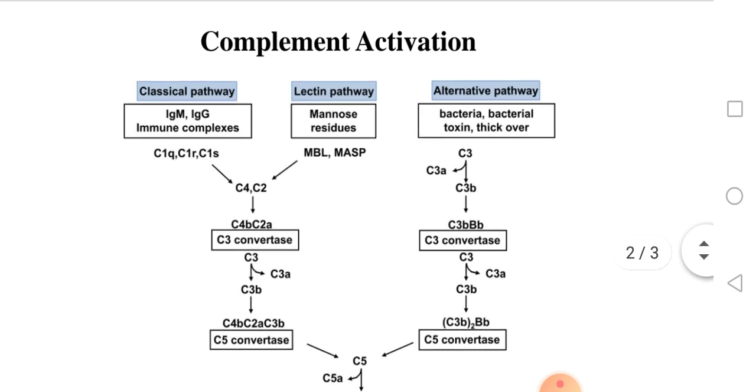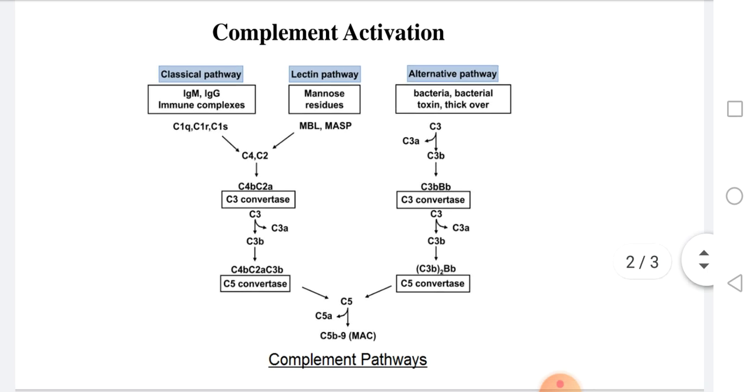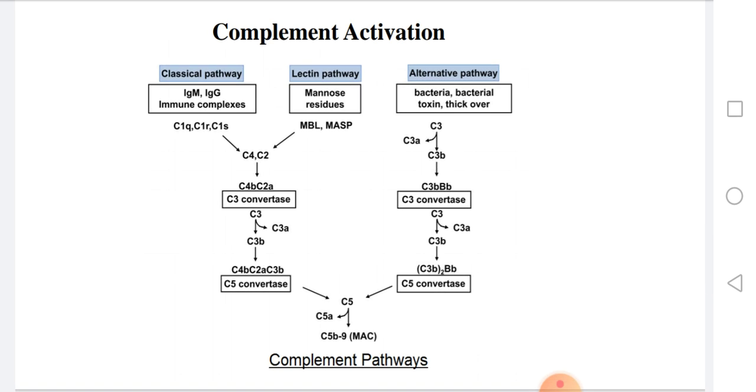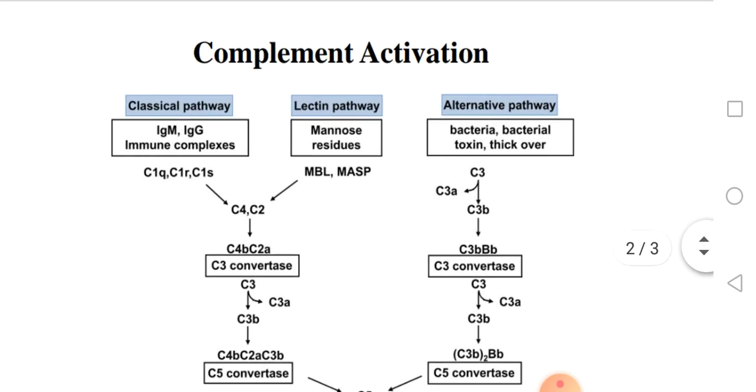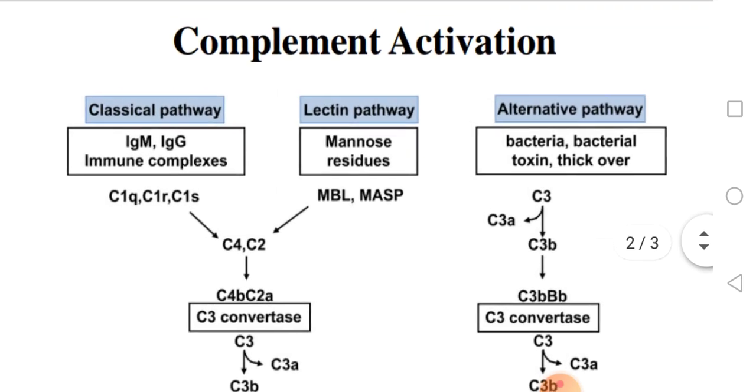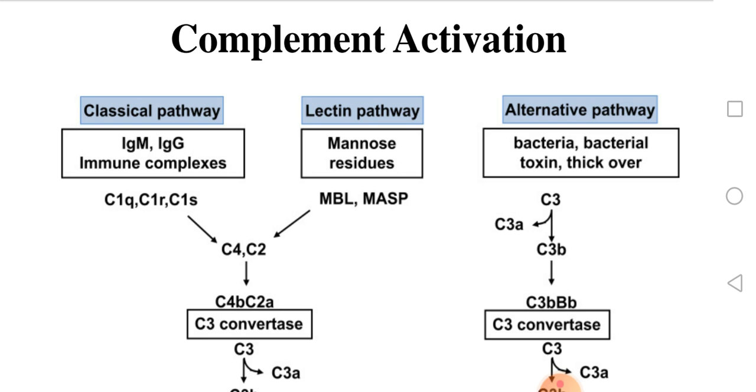Activation of the complement system. As I have just mentioned, the system is inactive; it acts only when activated. It can be activated by one of three pathways, so any of them can activate the complement system. Starting from left to right: the classical pathway, lectin pathway, and alternative pathway.